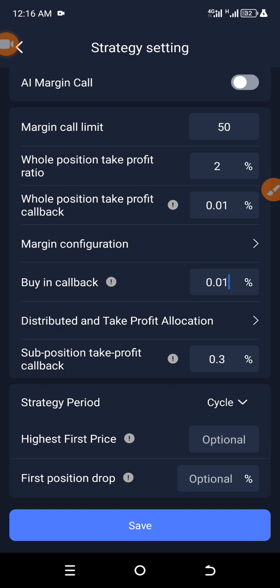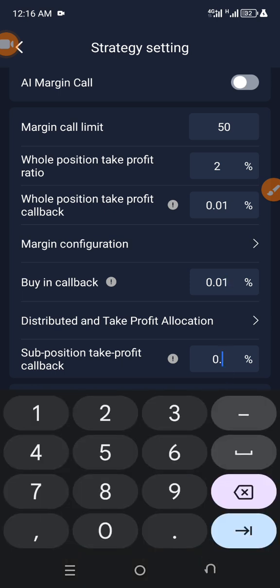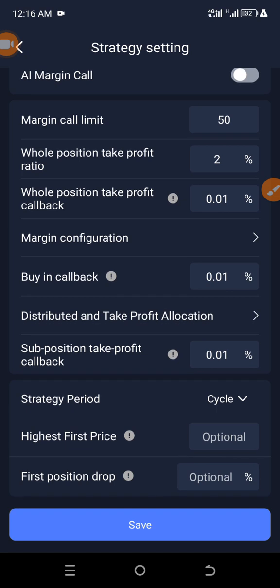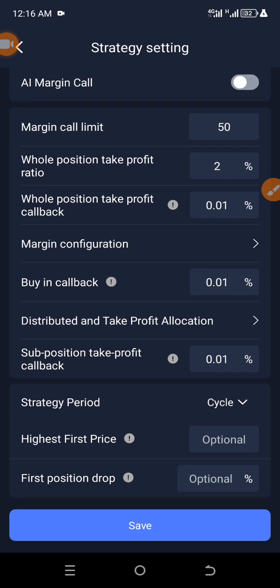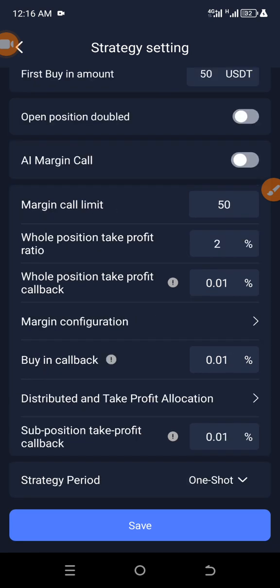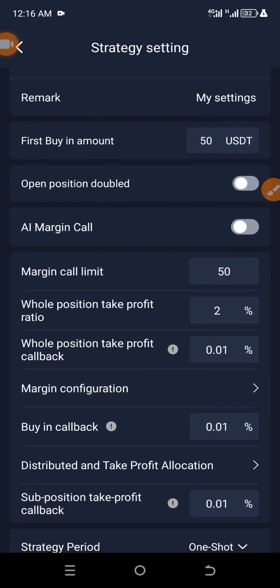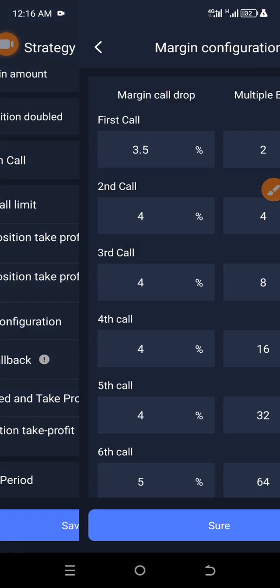Okay, I hope you are following. 0.01. Now, the sub position take profit callback is also 0.01. Then change the strategy period. You change it to one shot. As you can see, one shot. Now let's go to the main one, the most difficult of all, margin configuration.